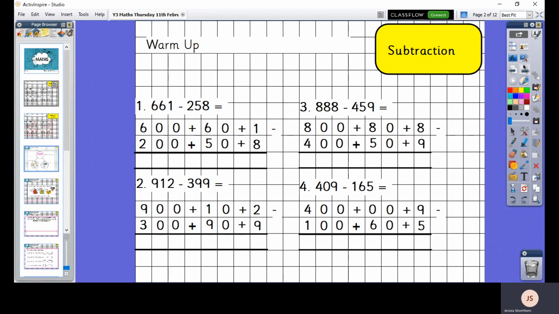Let's jump straight in today with a bit of subtraction. We did a lot of this last week, so what I'd like you to do is to work through each of these calculations using the sandwich method. So pause your video here and give these a go.